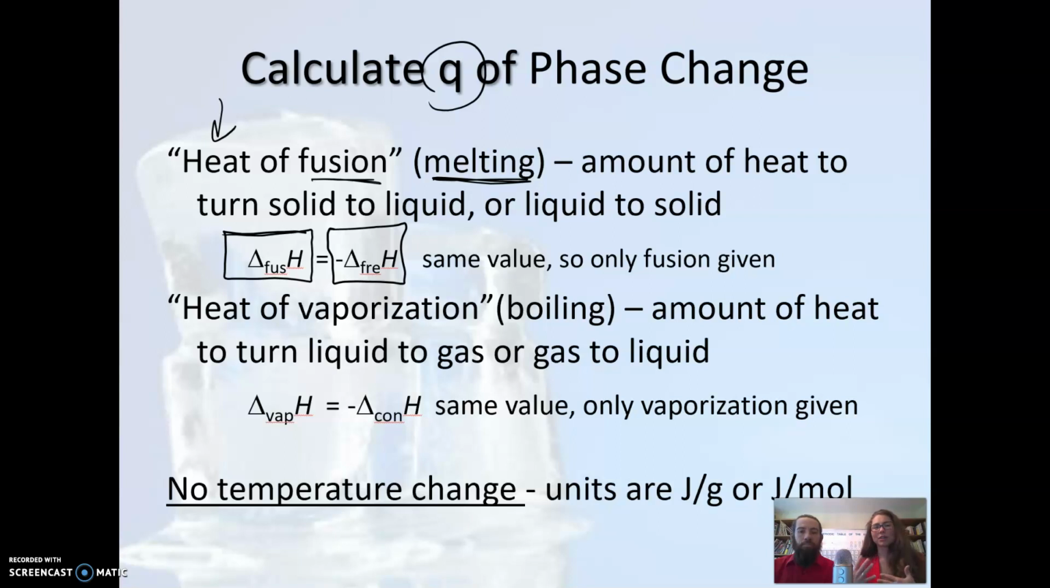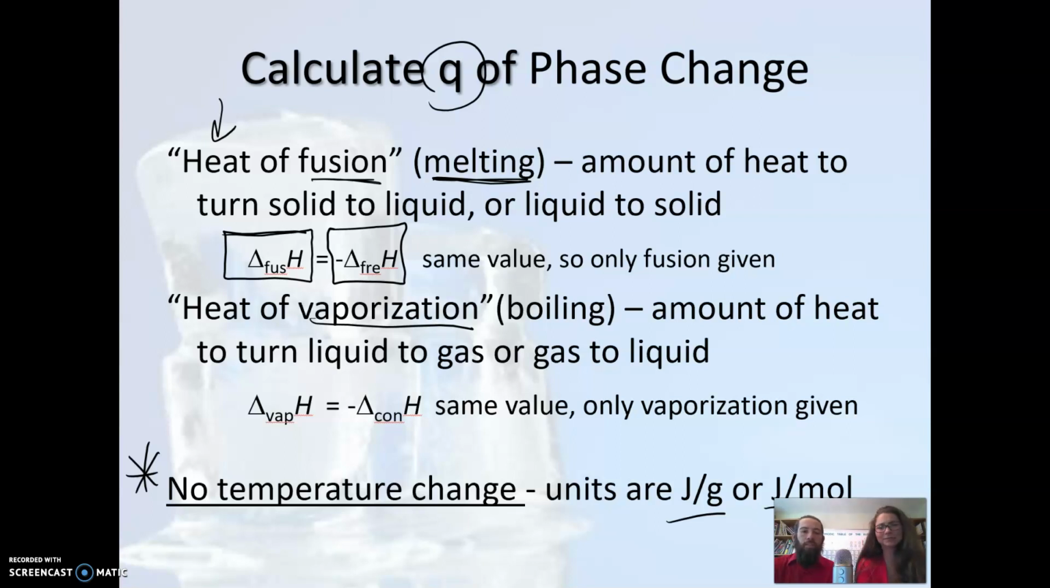Remember, we were talking about Q, positive Q and negative Q, and that negative sign and positive sign is just which direction the heat is flowing. Are we increasing in energy, or are we decreasing in energy? And it's the same. So heat of vaporization then represents the phase change between liquid and gas, and the heat of fusion is between solid and liquid. And there's no temperature change during this transformation. And your heat of fusion and your heat of vaporization are given in joules per gram or joules per mole, but there's no temperature unit there.